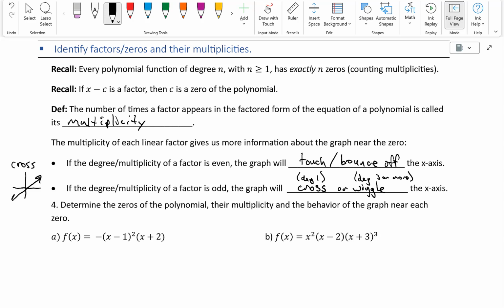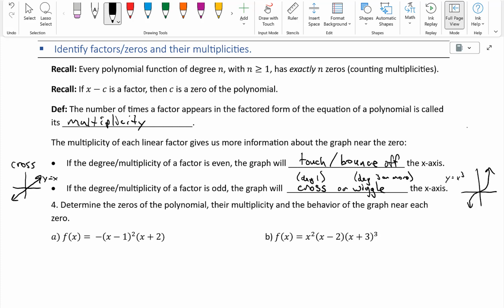It just goes straight through, like y equals x, versus what we drew above for y equals x cubed, where we kind of come up and wiggle through that zero. So that's our difference. We'll flatten out more around the zero with the higher degrees.